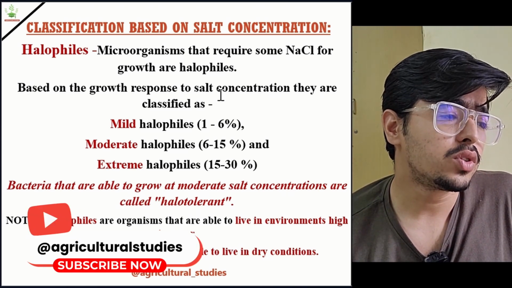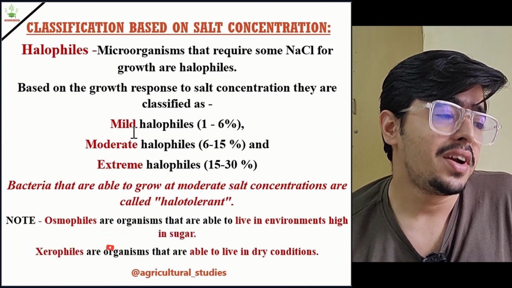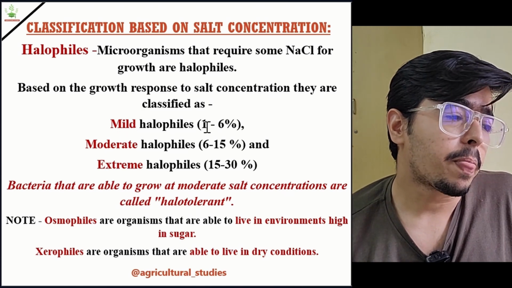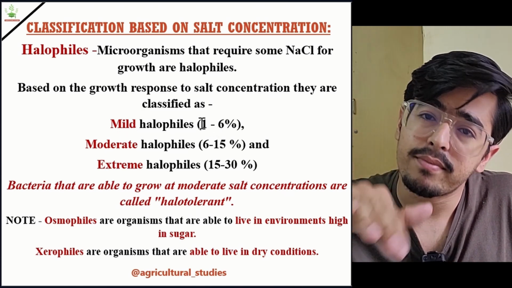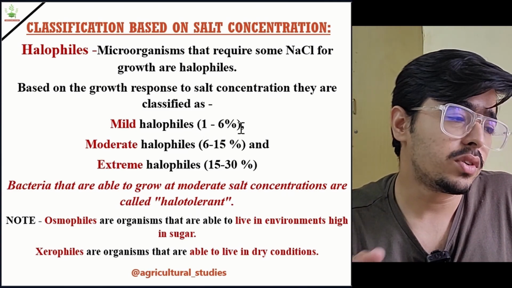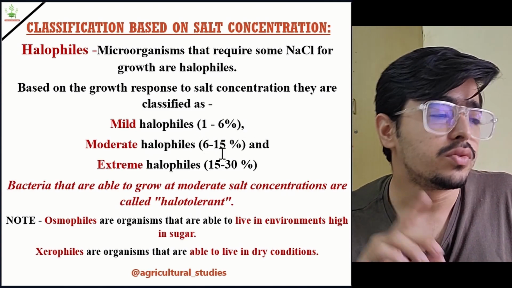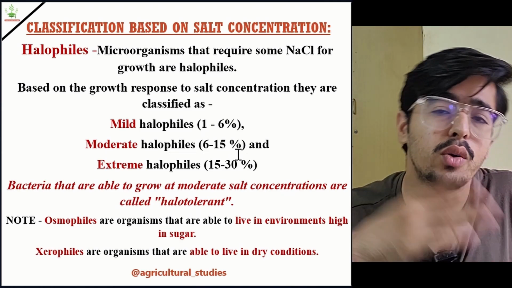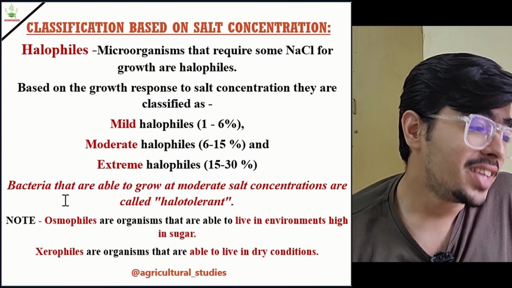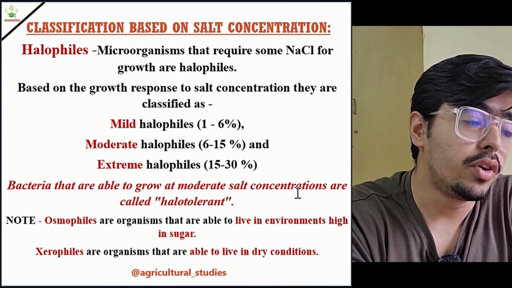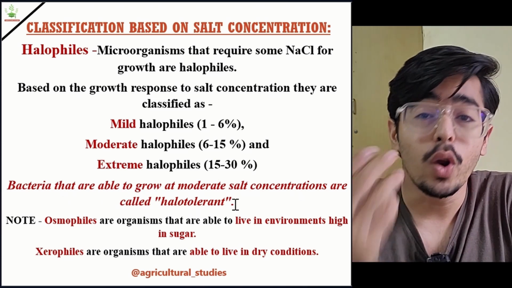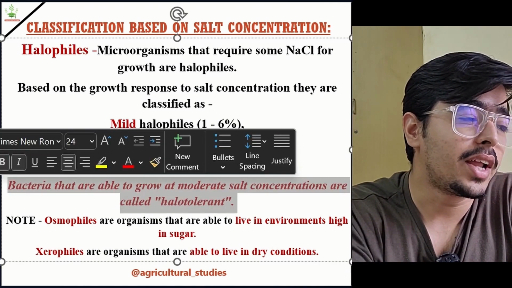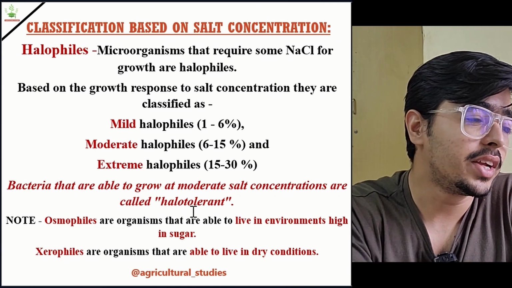Based on the growth response to the salt concentration, they are classified as mild, moderate, and extreme. The mild are those which can grow between 1 to 6% concentration of NaCl. Moderate are those which can tolerate 6 to 15%, and the extreme are those which can survive at 15 to 30% salt concentration. Then bacteria that are able to grow at a moderate salt concentration are halotolerant. So it is an important term, that I have given in italic font.